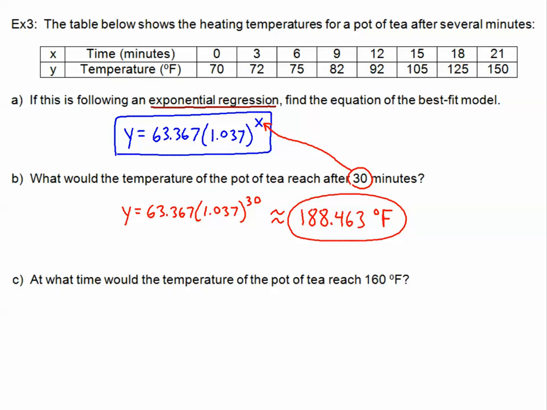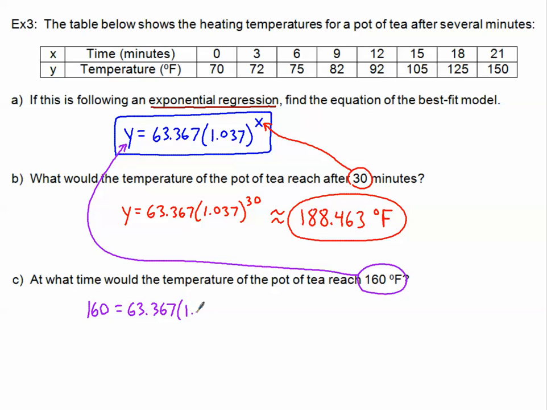My last problem, going backwards. At what time would the temperature of the pot of tea reach 160 degrees? So this is our y value. 160 degrees is going to go right in there, and let's plug that in. We've got 160 degrees equals the 63.367 and then the 1.037 to the x power. This is a little bit trickier to solve. It's an exponential equation. We're trying to get this x value.